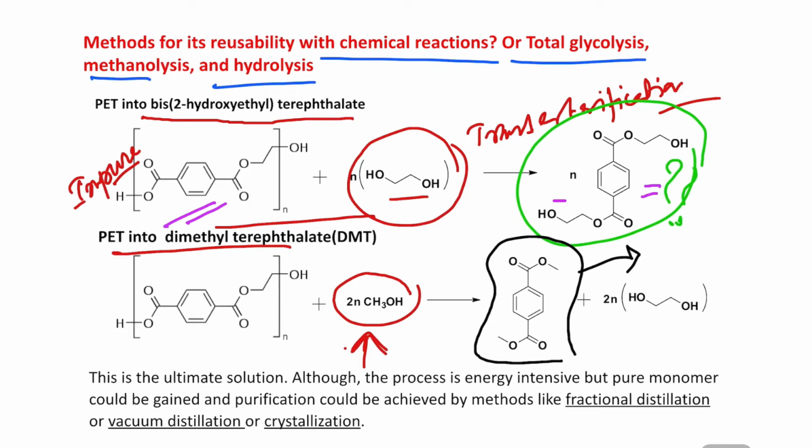And remember that this is important for recycling. From recycling we will prepare pure material. Okay, so this is the ultimate solution. Although this process is energy intensive, pure monomer could be gained, so that's the advantage. And remember, we are trying to produce energy in a cheaper way. That's our target. If you are successful in that case, then it's not a problem. Ultimately we will get a better quality product. And purification could be achieved by methods like fractional distillation, vacuum distillation, crystallization.